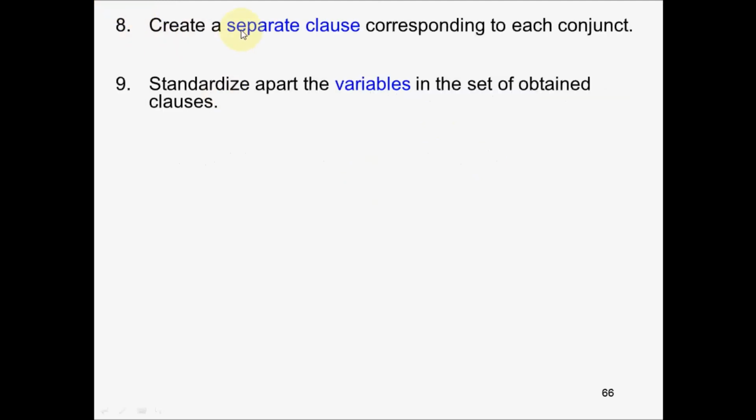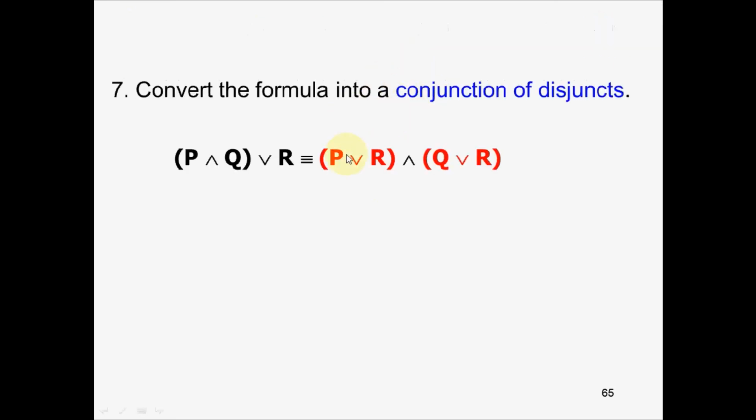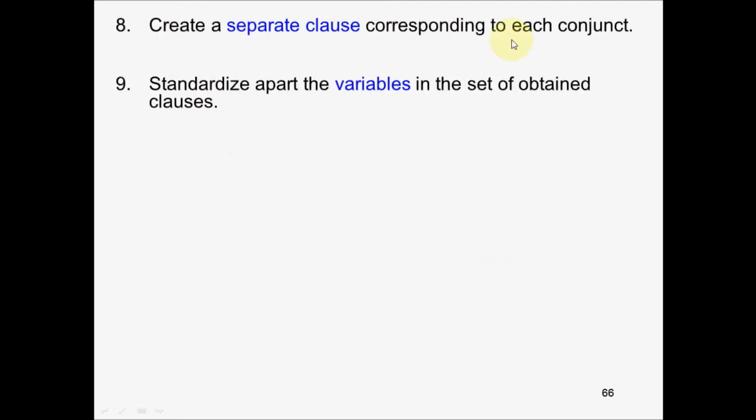Eighth step, create a separate clause corresponding to each conjunct. Now once you get this into clausal form, it simply means that this is one clause and this is the second clause. Then you can treat this clause as a separate sentence and this clause as a separate sentence. That is what is given in step number 8.